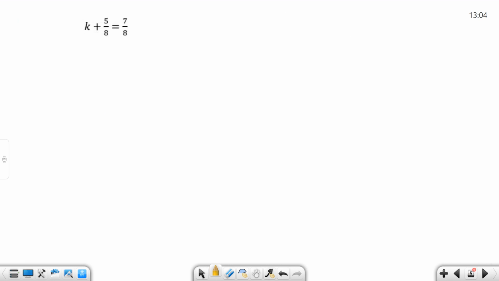So this is maybe different than how you're used to or were taught, but that's just the way I handle it. So here, k plus 5/8 equals 7/8. When I look at this, I have 2 denominators, but the good thing is they're the same. So what is my LCD here?